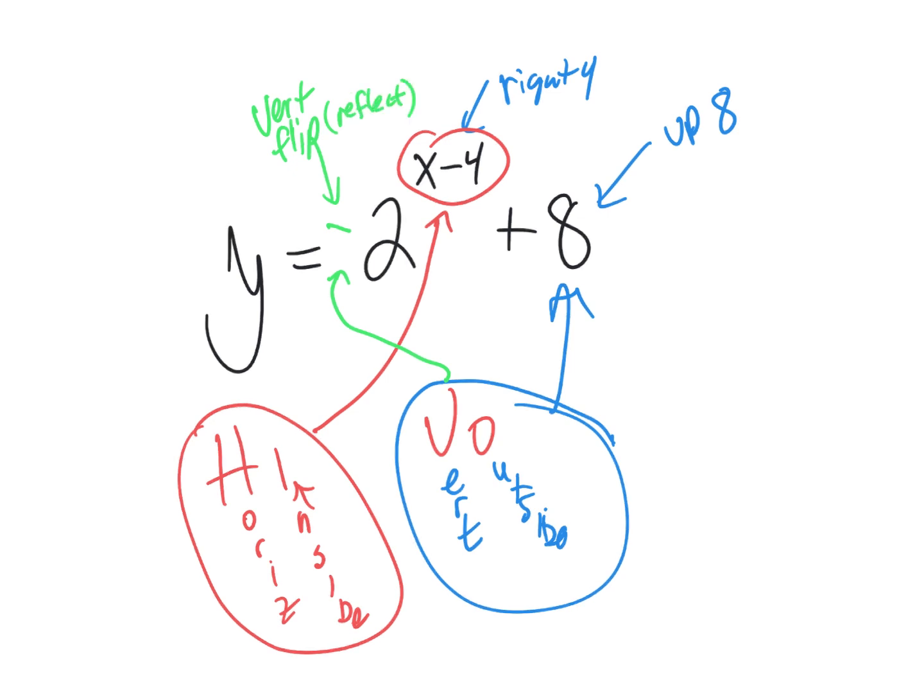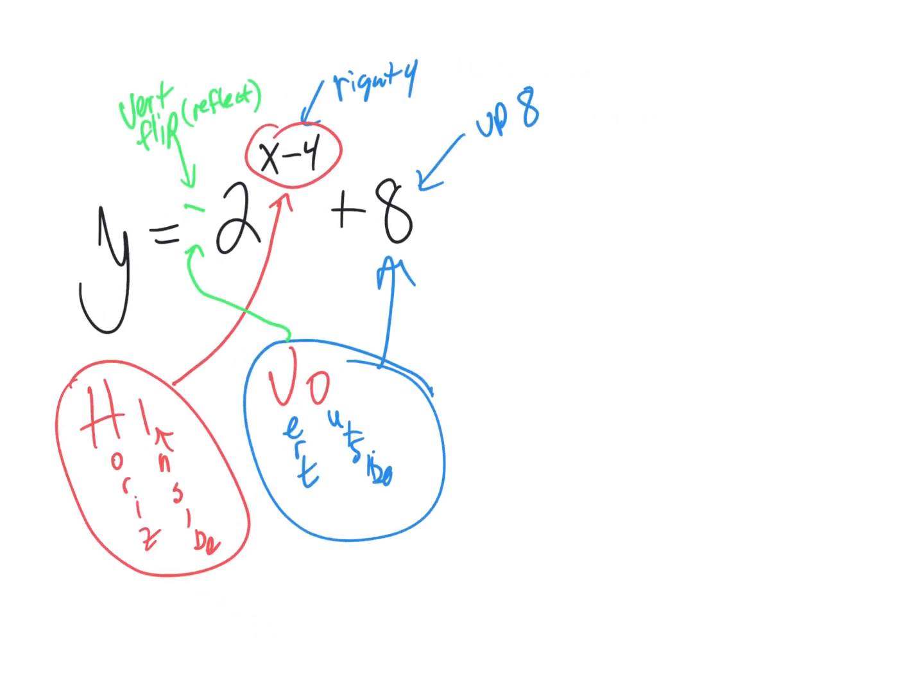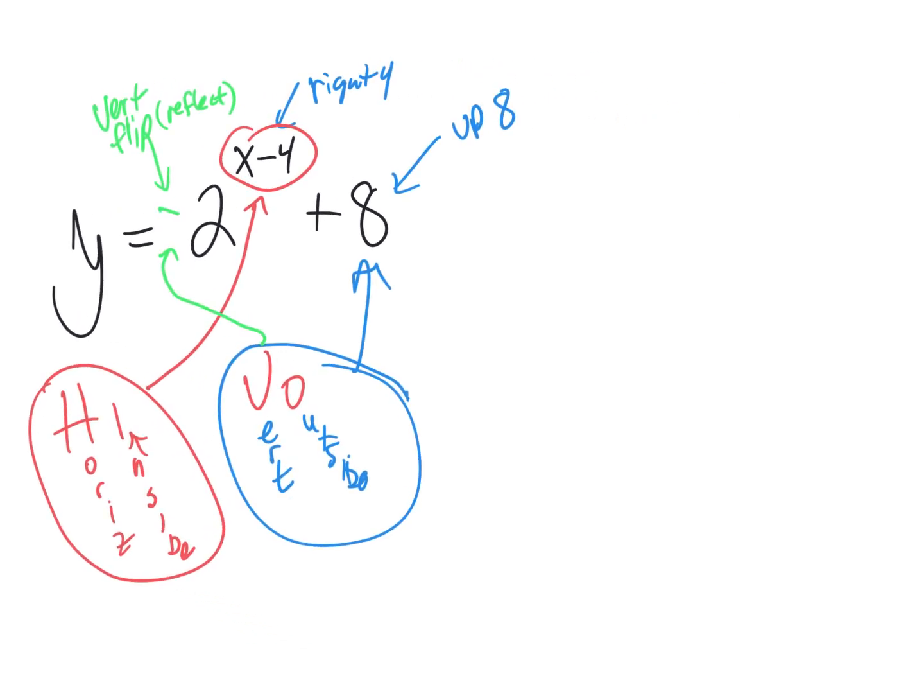A negative in the front would have been a vertical on the outside, flip. We are almost done. Stay with me. You're going to have some time to rest your brain in a moment.